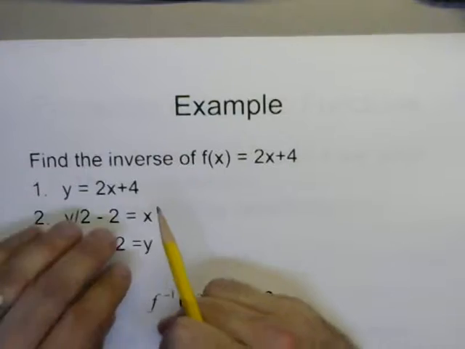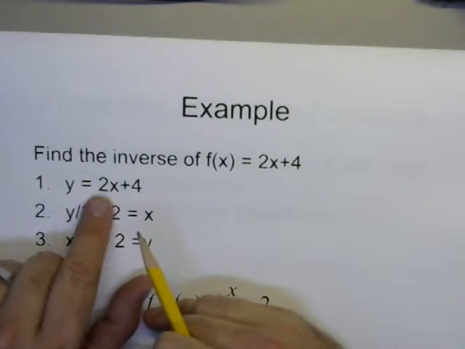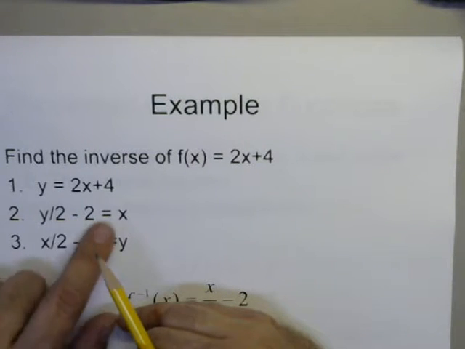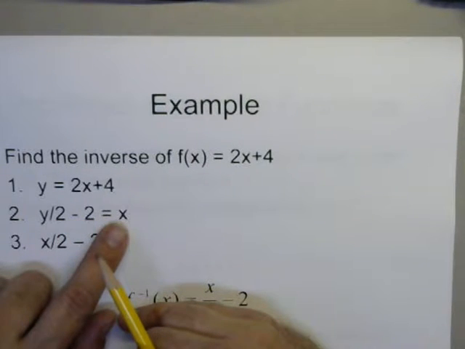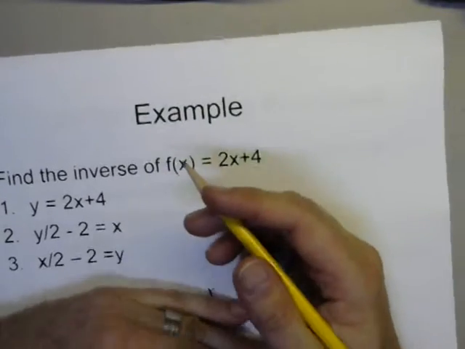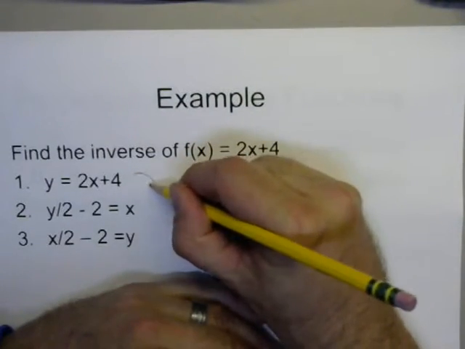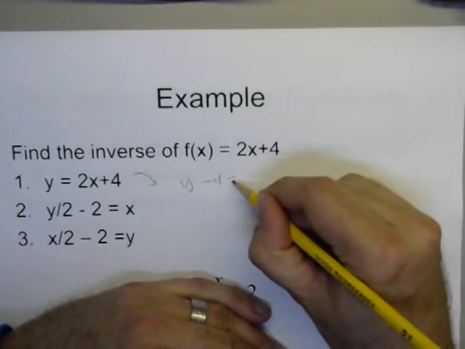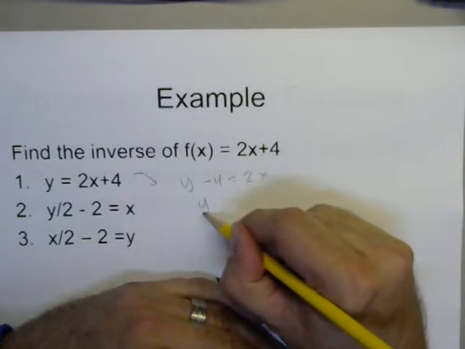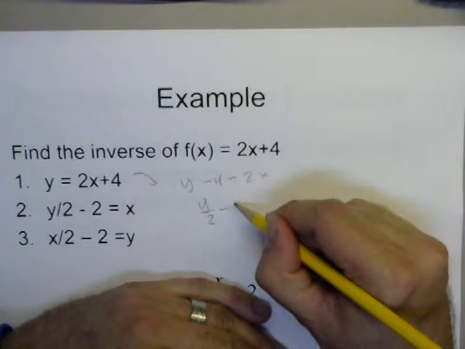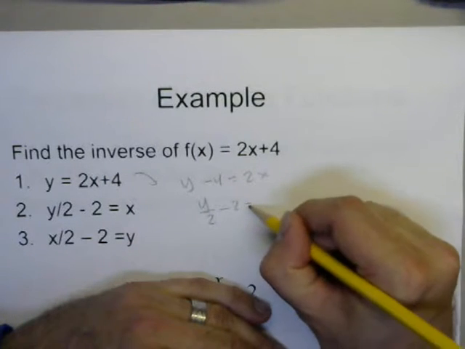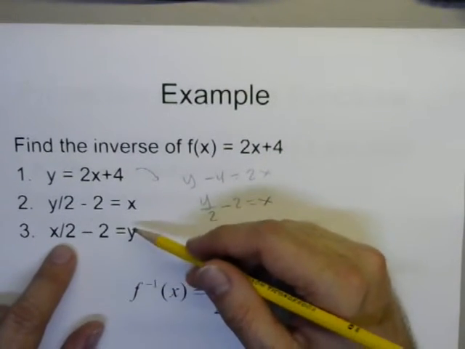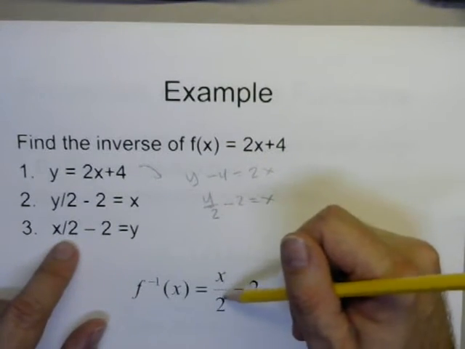So let's look at this one. You want to find the inverse of this, so just replace y with that, and I'm going to use the alternative procedure here. Solve this equation for x. So I'll take y minus 4 is equal to 2x, and then divide both sides by 2. So y divided by 2, and then 4 divided by 2 is 2, so you'll get that. And then just interchange x and y, and that'll give you your inverse. So the inverse is x over 2 minus 2.